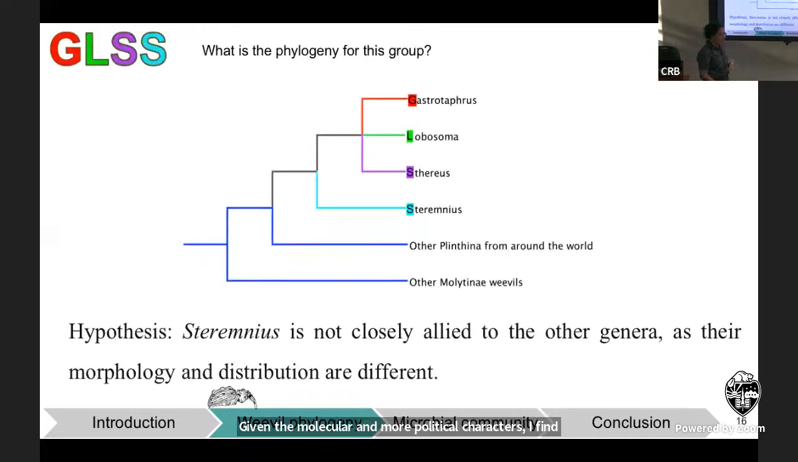So this is my hypothesis tree. This is the starting point. I don't really know, beginning the project, how I think Gastrotaphrus, Lobosoma, and Asterias are going to be related to one another, but I suspect that Stromnius is going to be less closely related than the other three. So I'm suspecting that Stromnius is going to be an outgroup to Gastrotaphrus, Lobosoma, and Asterias, and then I'm expecting there's going to be some other Plynthina from around the world around that, and some other molluscine weevils, etc. And the reason for that hypothesis is that Stromnius are fairly different in terms of morphology and distribution.